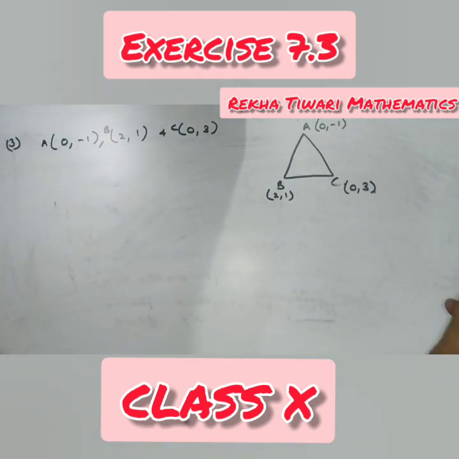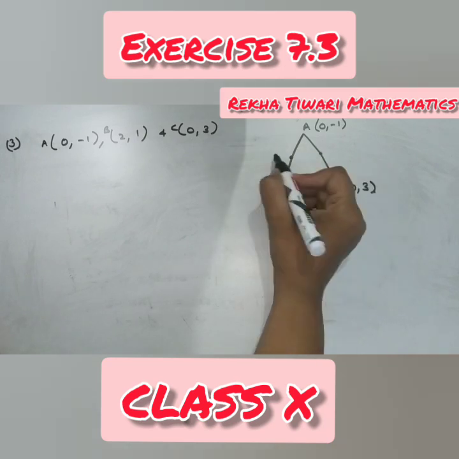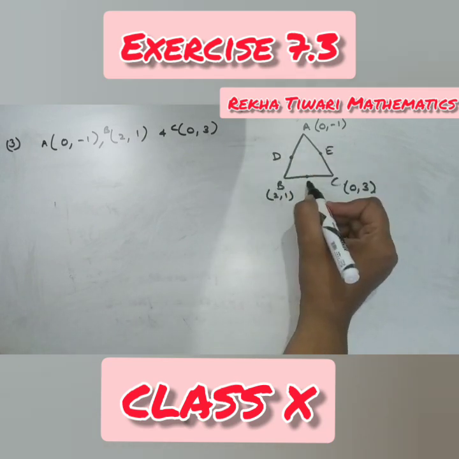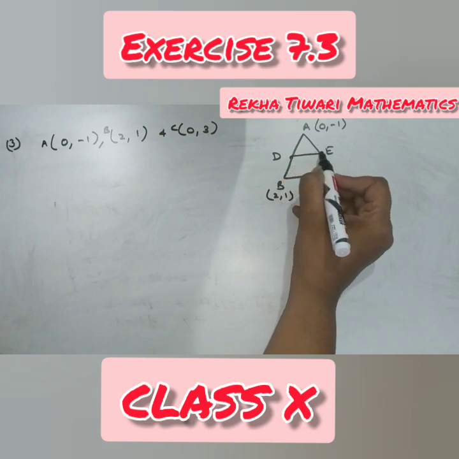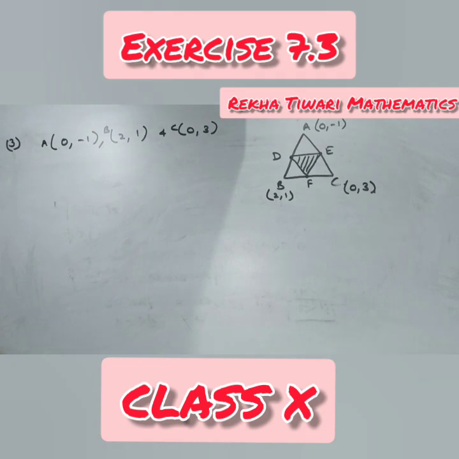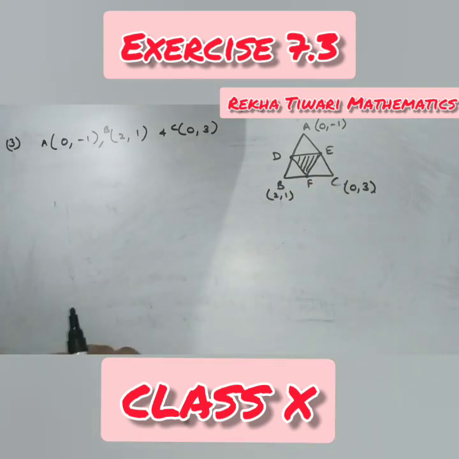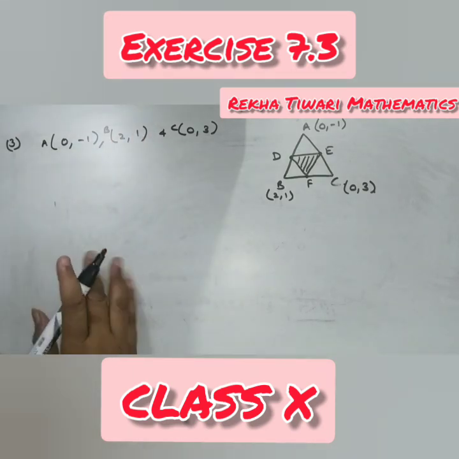So what you have to do, you have to find the area of the triangle formed by joining the midpoints of the sides of the triangle. I have to find out the midpoints of the sides of the triangle. Let us assume these are D, E, F. And then I have to find out the area of this triangle DEF. And after finding the area of this triangle, find the ratio of this triangle to the area of the given triangle. Okay? So first of all, let us solve the area of triangle ABC.